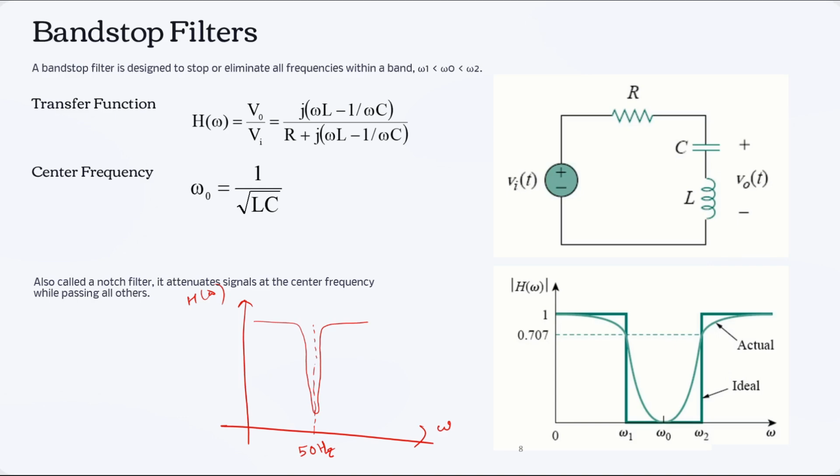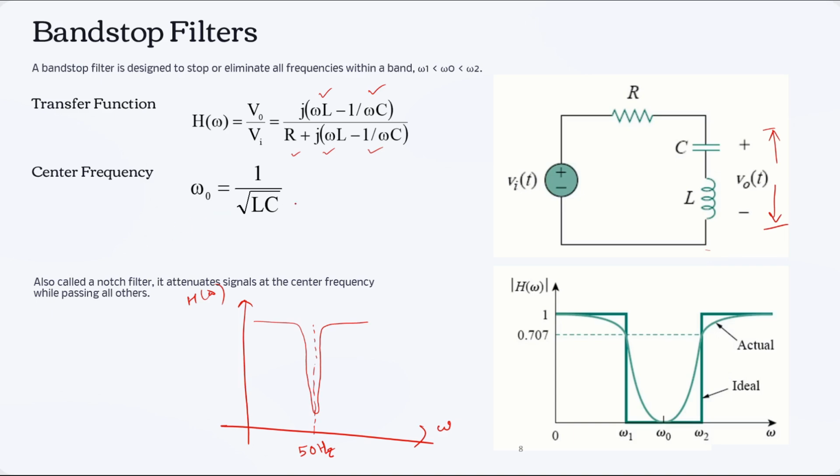Now if we check the transfer function, we determine it with respect to the capacitor and inductor, that is, the output is across the capacitor and the inductor. We determine the output across these two components. So the output will have omega L minus 1 by omega C divided by the total impedance, which is R plus j omega L minus j 1 by omega C.